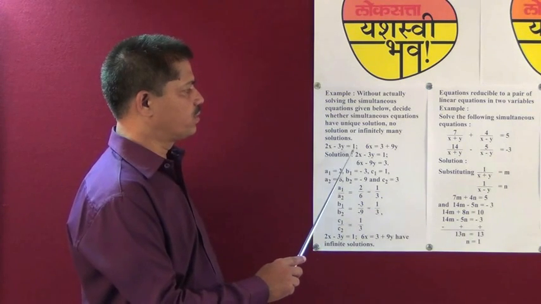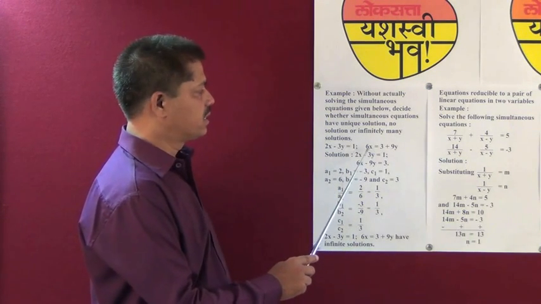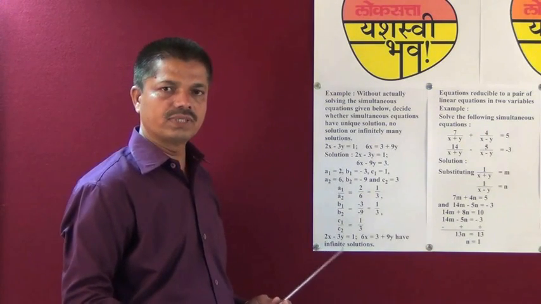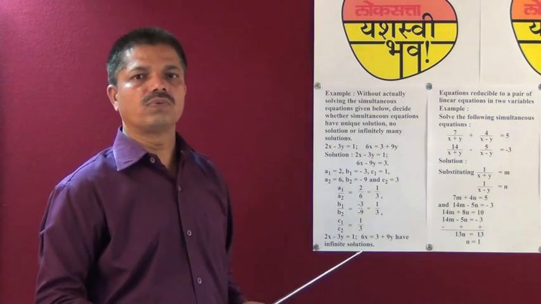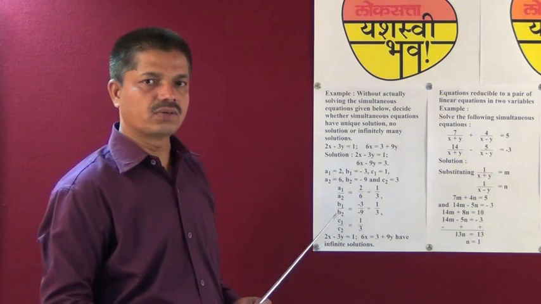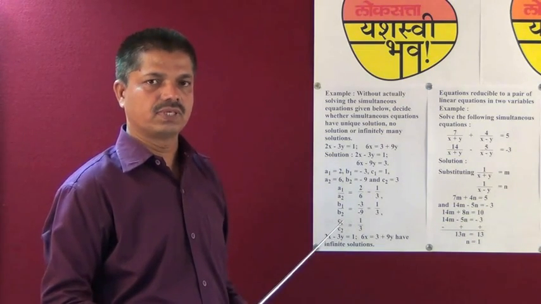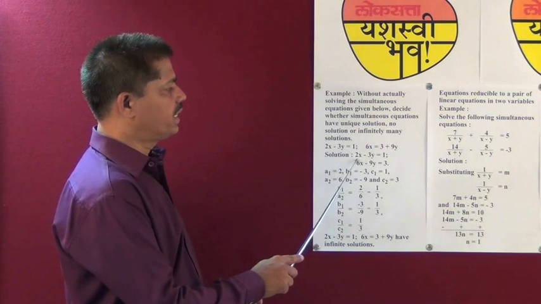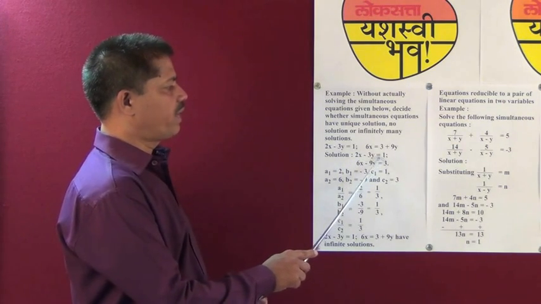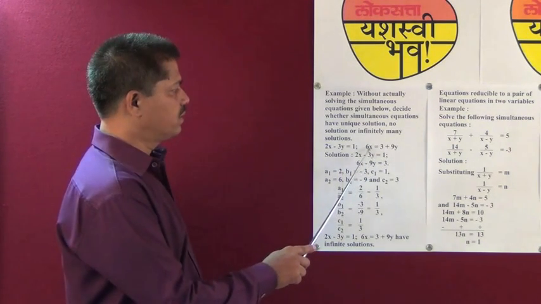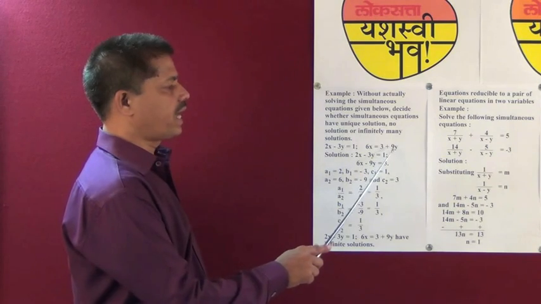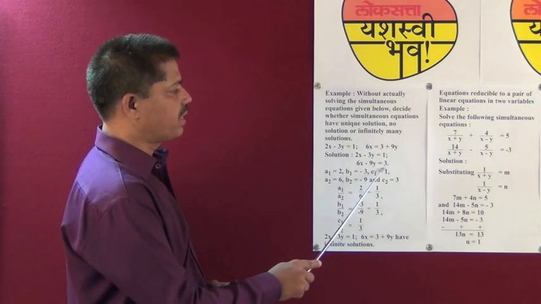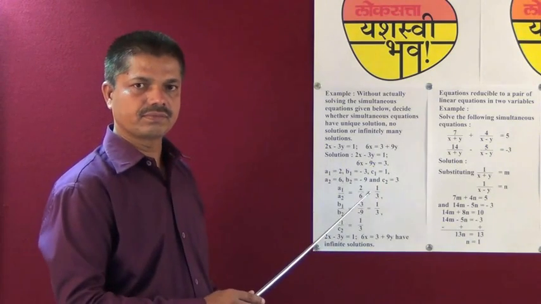2x minus 3y is equal to 1 and 6x is equal to 3 plus 9y. While solving this type of equation, you should always express the given equations in general form. Let us do so. 2x minus 3y is equal to 1 is already in the general form, so we have expressed it as it is. Whereas 6x is equal to 3 plus 9y can be expressed as 6x minus 9y is equal to 3.